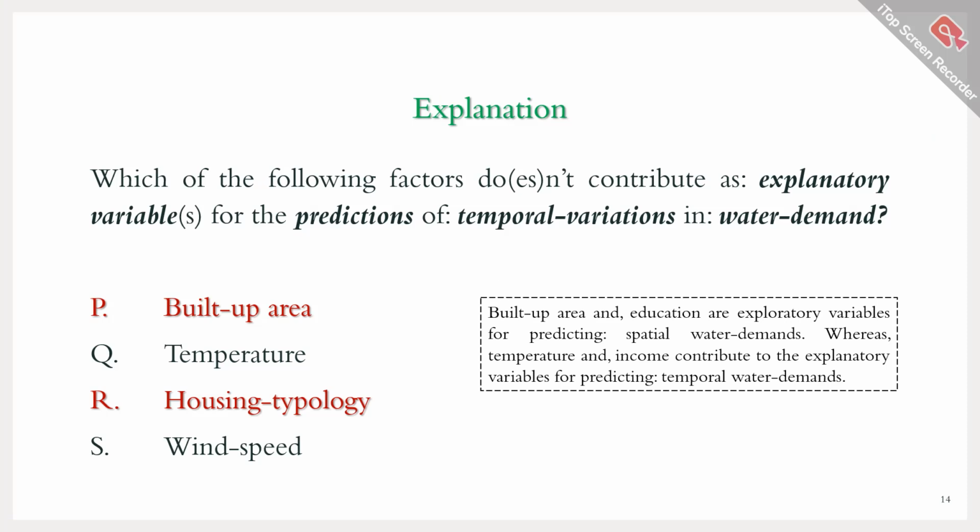Here is the explanation. Built-up area and housing topology are exploratory variables for predicting spatial water demands, whereas temperature and wind speed contribute as explanatory variables for predicting temporal water demands. So that's why they don't contribute.